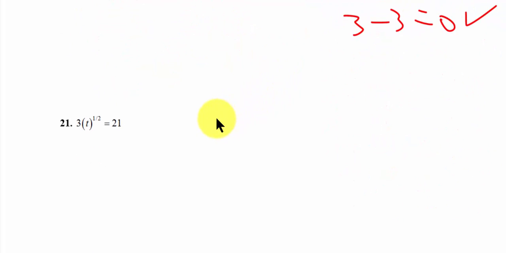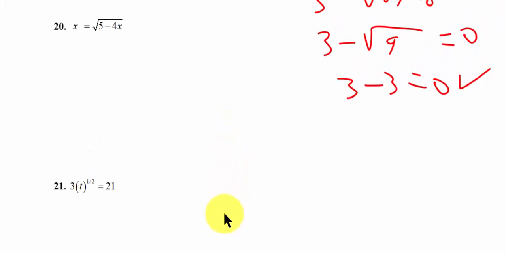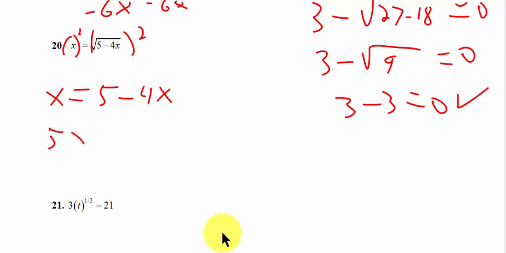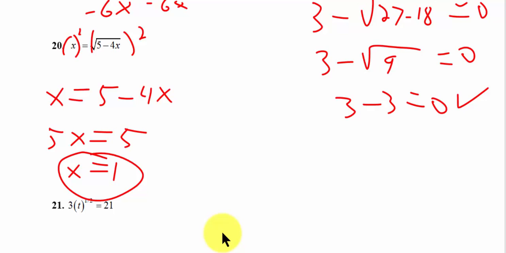Look at number 20. If we square both sides right away, you end up with x equals 5 minus 4x. If I add 4x to both sides, you get 5x equals 5, or x equals 1. We do have to check our work to make sure this works by plugging the 1 in there and there. Okay, let me just erase some of this other material.